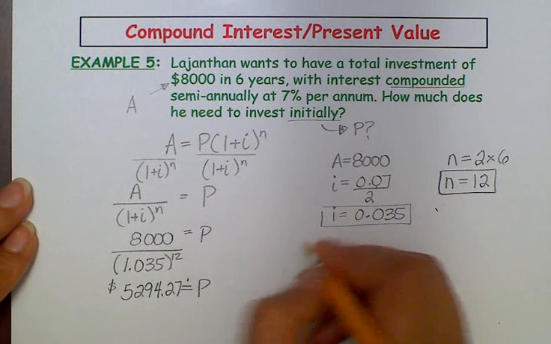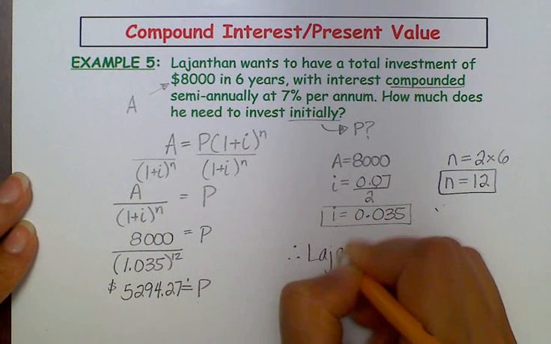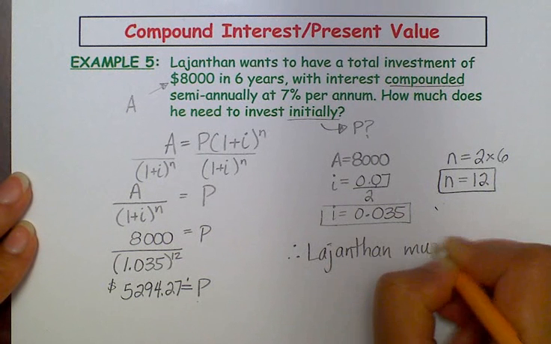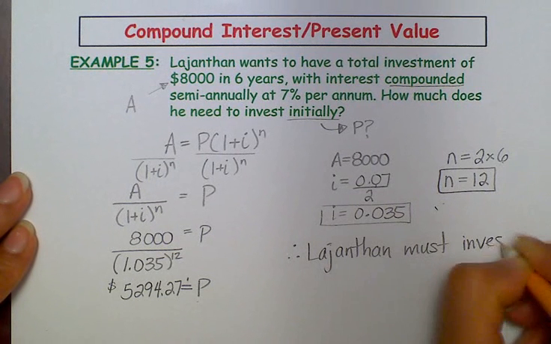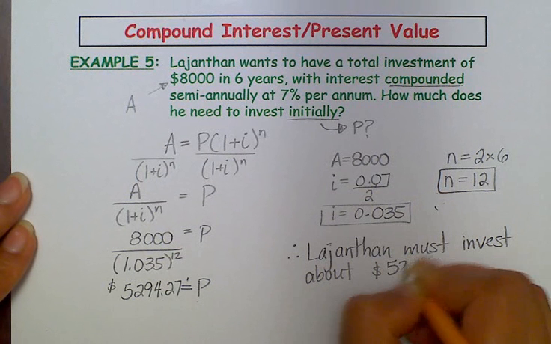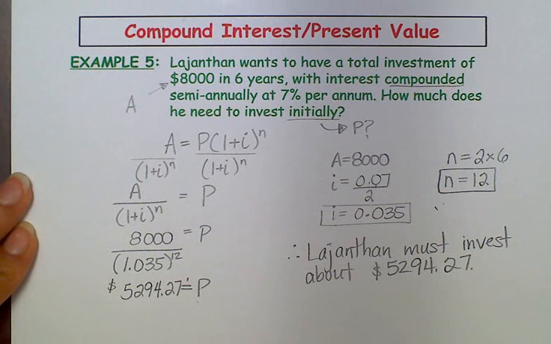So therefore, Lyanton must invest about $5,294.27.